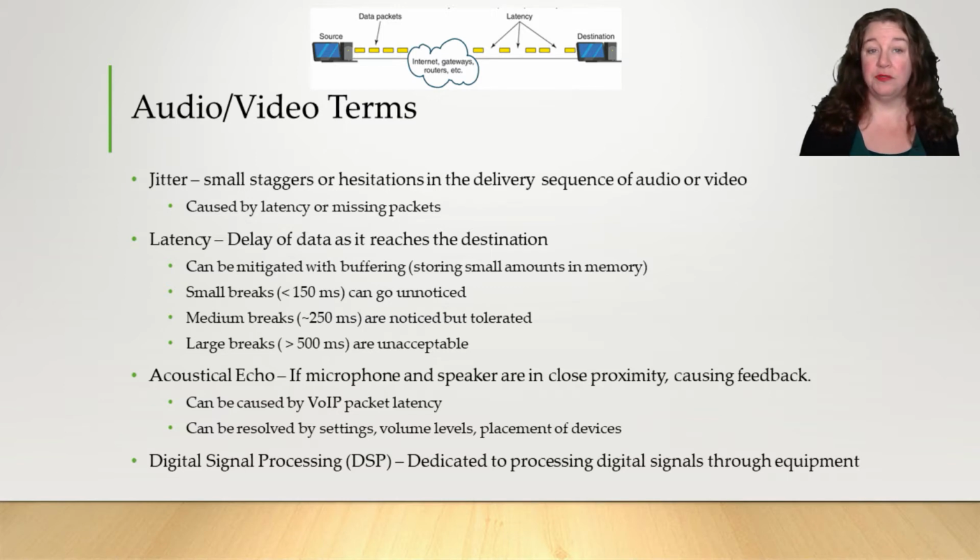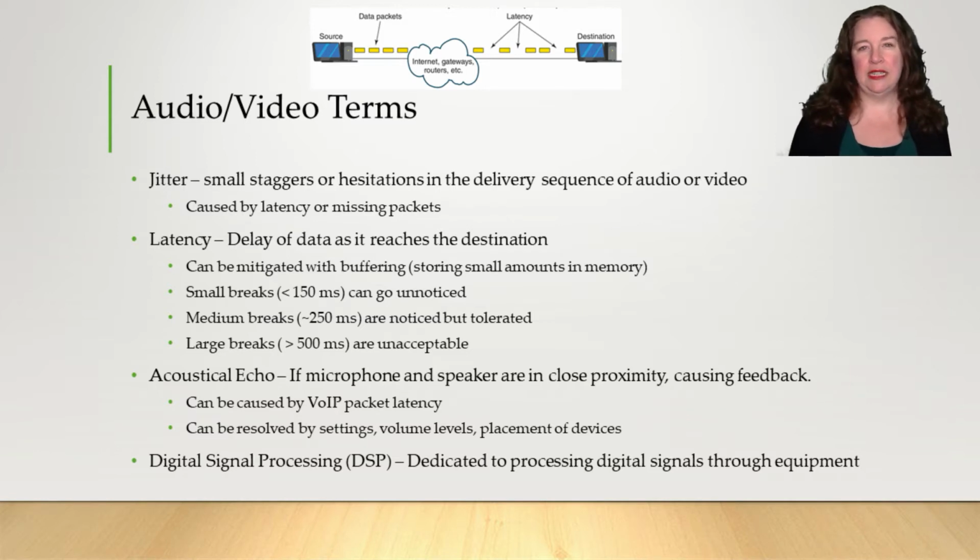Latency, which is a cause of jitter, is simply the delay of data as it reaches its destination. We're sending data out from the source, it's going through the internet to get to you, and then it's ending up over on your destination. We can mitigate latency by buffering, which means when you download a video from Netflix, it buffers, say, the first 20 or 30 seconds so that it doesn't have to have that delay obvious to you. Small breaks can actually go unnoticed.